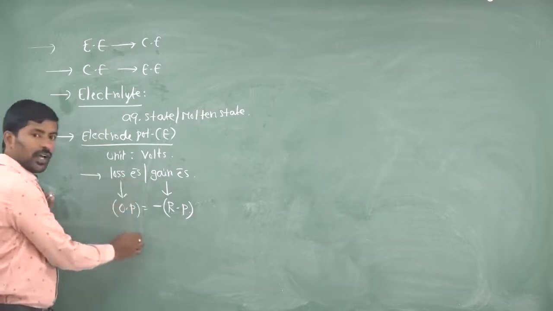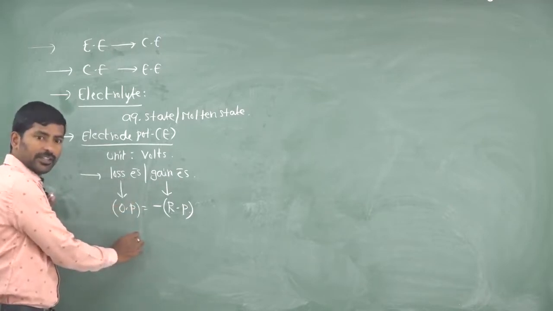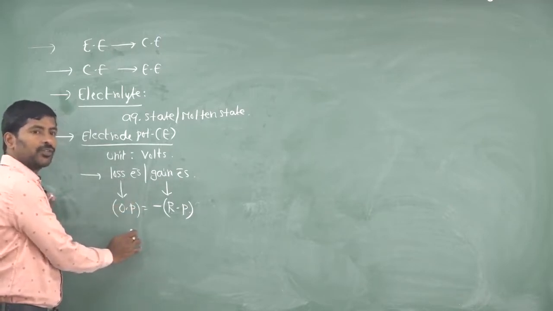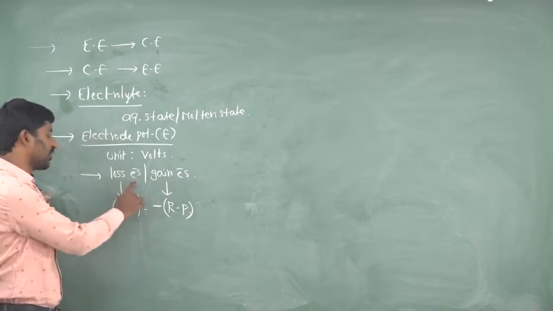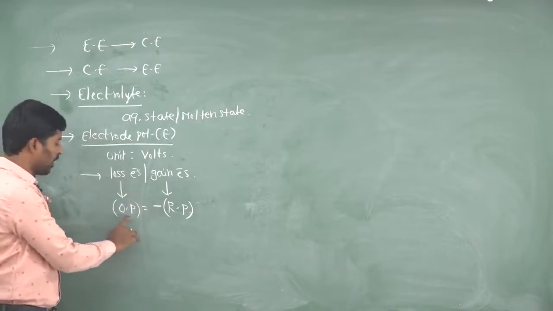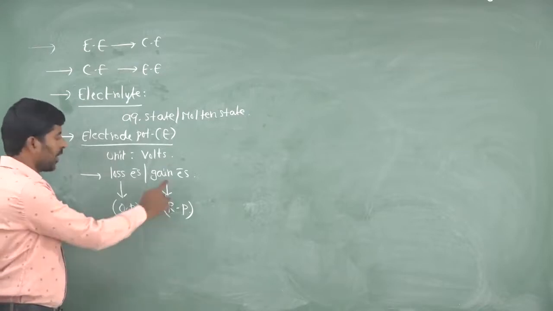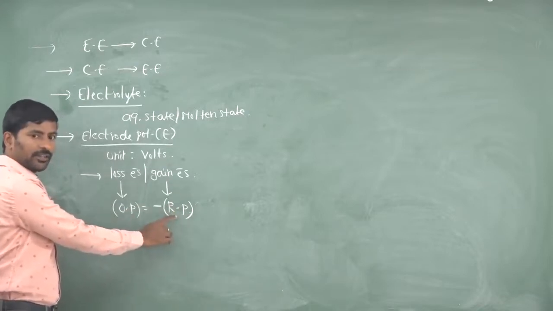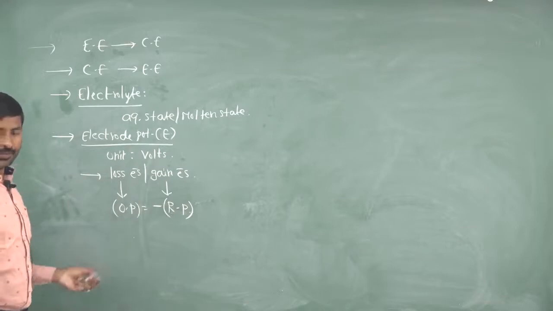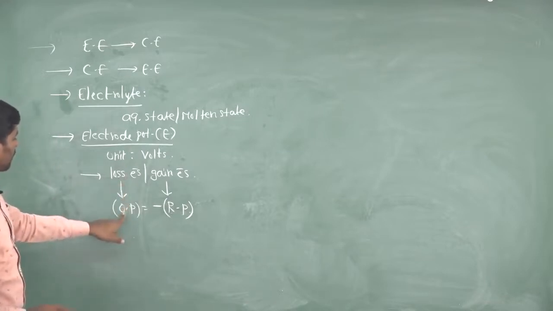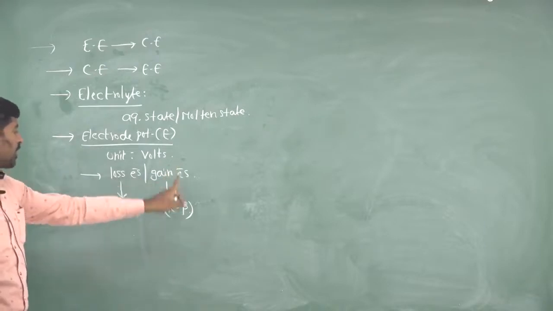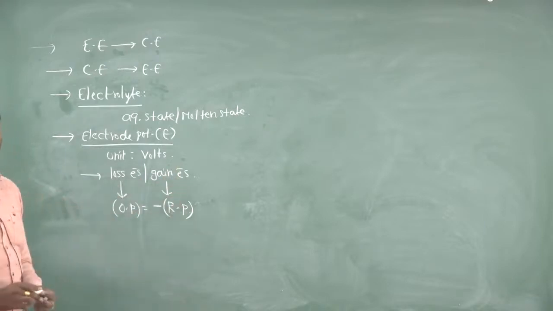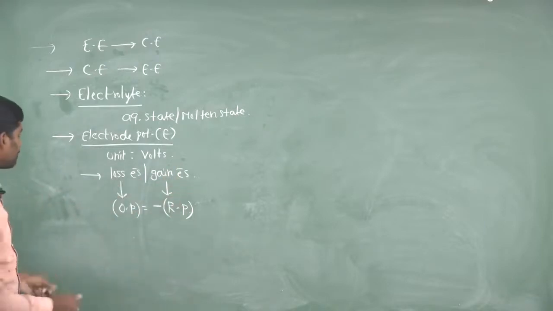The tendency to lose electrons is also called by another name, osmotic pressure, OP, and the tendency to gain electrons is called solution pressure. Tendency to lose electrons is called oxidation potential or osmotic pressure. Tendency to gain electrons is called reduction potential or solution pressure.